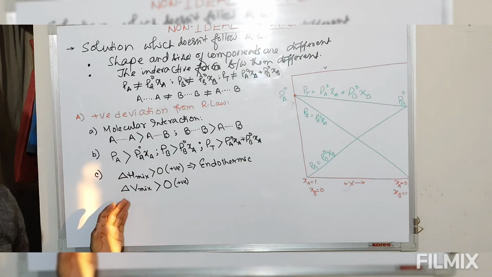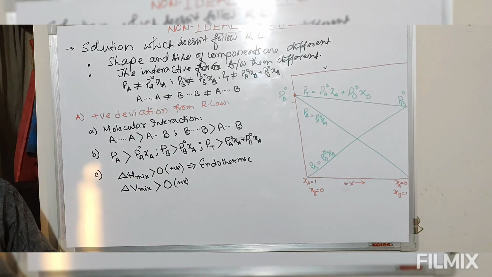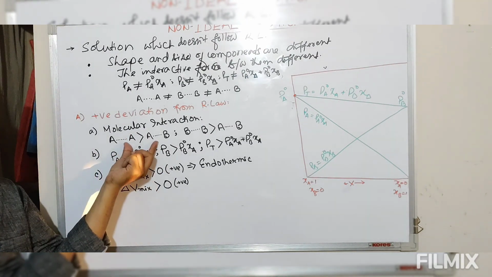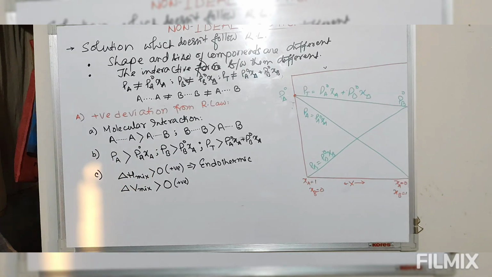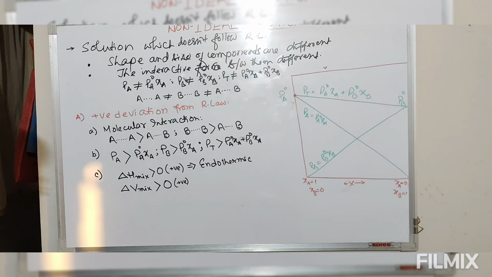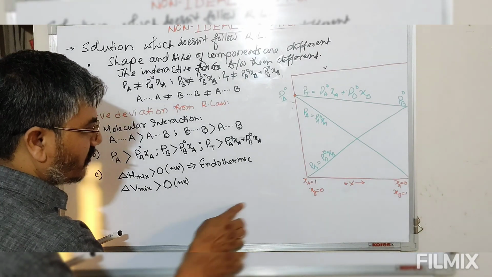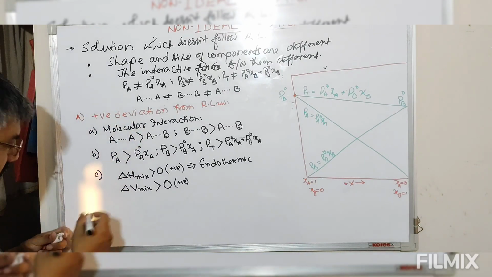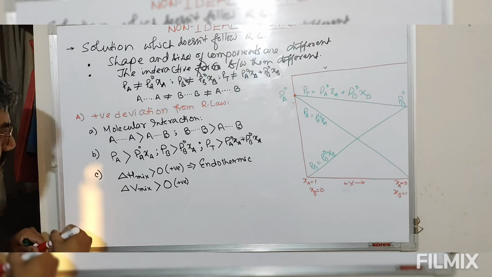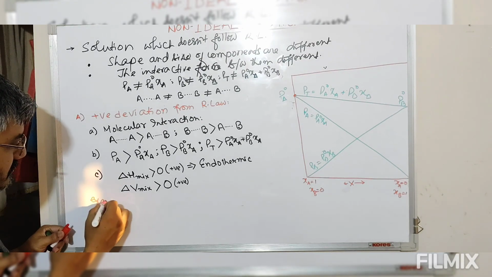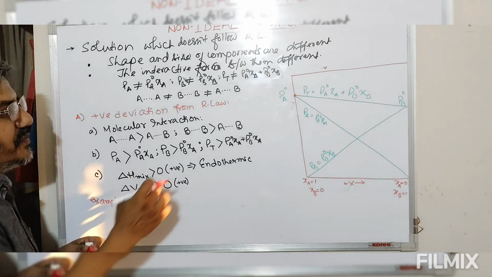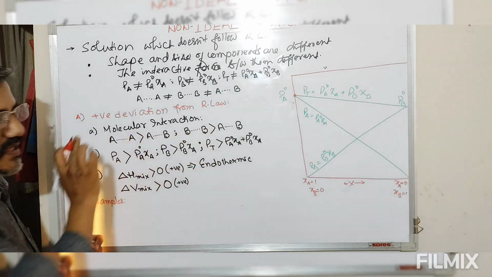So again question may be asked, for a positive deviation, the total volume of solution is always greater than the summation of the volumes of individual components. So this is the one showing positive deviation from Raoult's law. Let me give you some examples of the solution showing positive deviation. Now AB interaction is weaker than BB as well as AA.